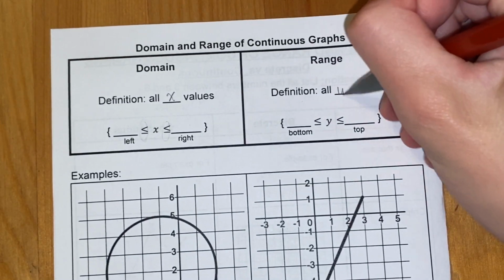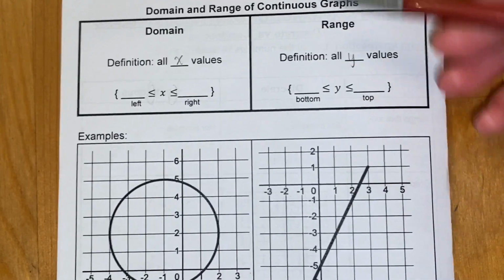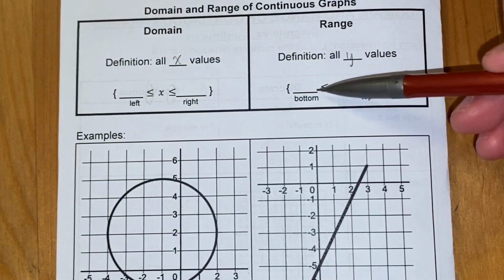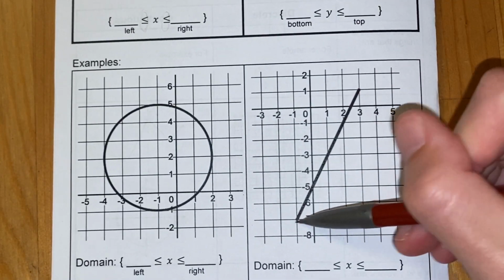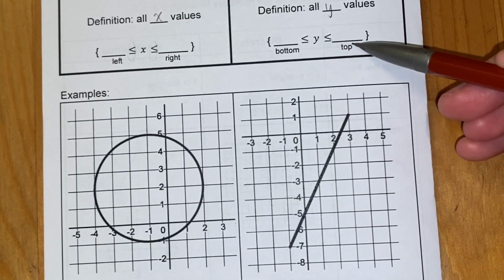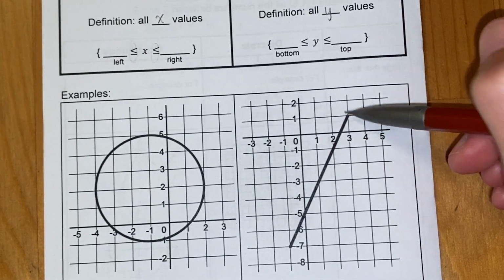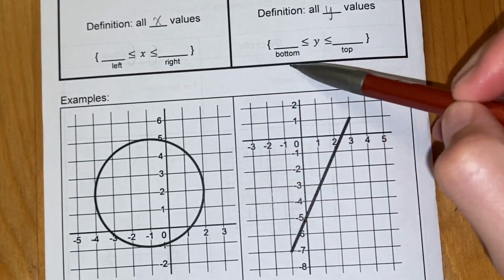The range is all the y values. Now the y values are up and down values. So when we're looking for the y values, we're looking for the bottom of the graph. That's going to be the smallest y value, right? Like the smallest y value here is down here, -7. And then the top of the graph is going to be the largest y value. So this is always what it's going to look like, left to right and bottom to top.